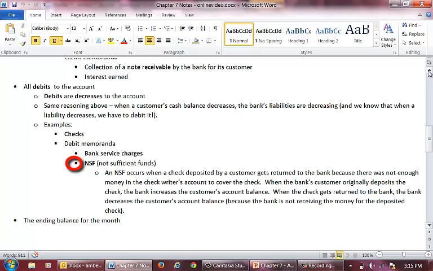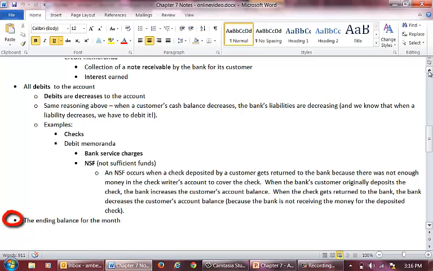The bank then sends the check to the check writer's bank to collect the money. Instead of sending money, the check writer's bank sends back the check stating that its customer didn't have sufficient funds in their account to cover the check. The depositor's bank then debits or reduces the customer's account for the check amount. This seems complicated, but it simply means that the bank's customer deposited a check that ended up being a bad check. So when the deposit is made, the bank increases the customer's account balance, and when the bank discovers the check is bad, it decreases the customer's account balance.